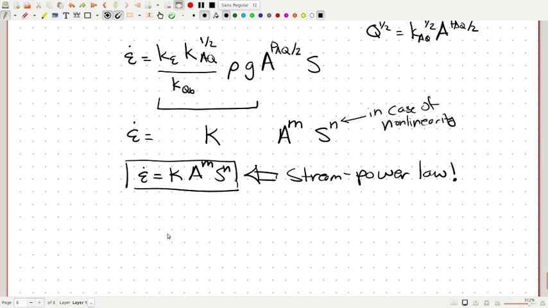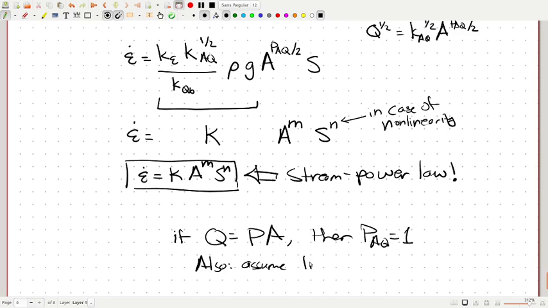So if Q is just equal to precipitation times drainage basin area, then PAQ equals 1. And let's also just assume linearity.